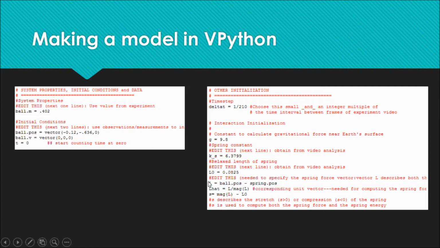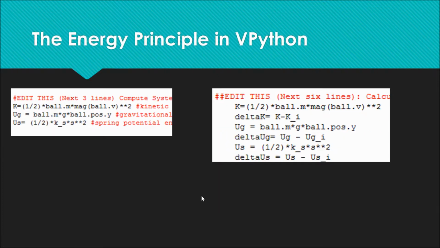Next, I needed to insert the energy principle into VPython. Here we can see the kinetic energy, the potential gravitational energy, and the potential spring energy. The kinetic energy formula is 1/2 mass times velocity squared, as shown in the code. The gravitational potential energy is mass times the gravitational force times h, the height or the position of the weight. The potential spring energy is 1/2 the spring constant times s squared.